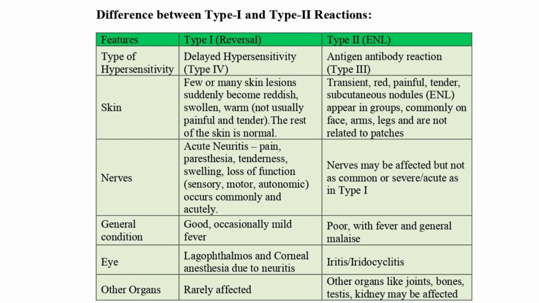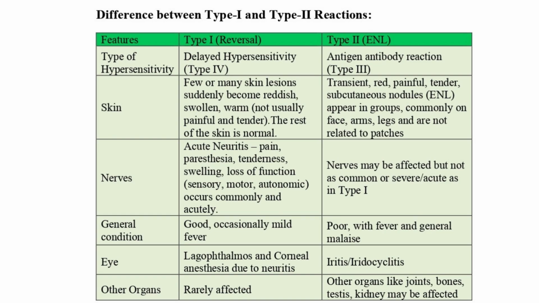Type 2, ENL: transient, red, painful, tender, subcutaneous nodules. They appear in groups, commonly on the face, arms, and legs, and are not related to patches. Features: nerves. Type 1, reversal: acute neuritis, pain, paresthesia, tenderness, swelling, loss of function (sensory, motor, autonomic); occurs commonly and acutely. Type 2, ENL: nerves may be affected but not as common or severe or acute as in type 1.